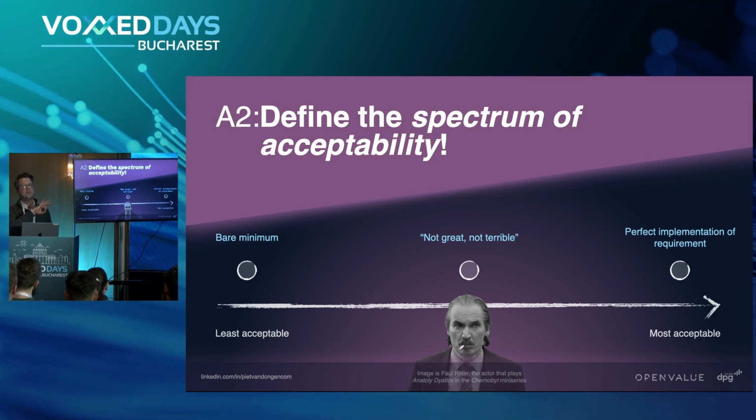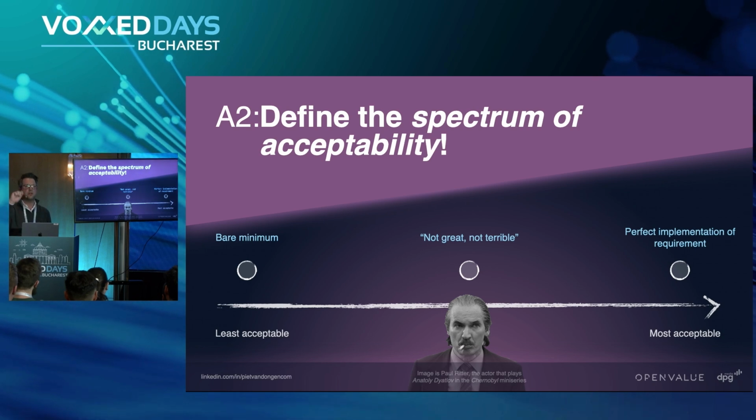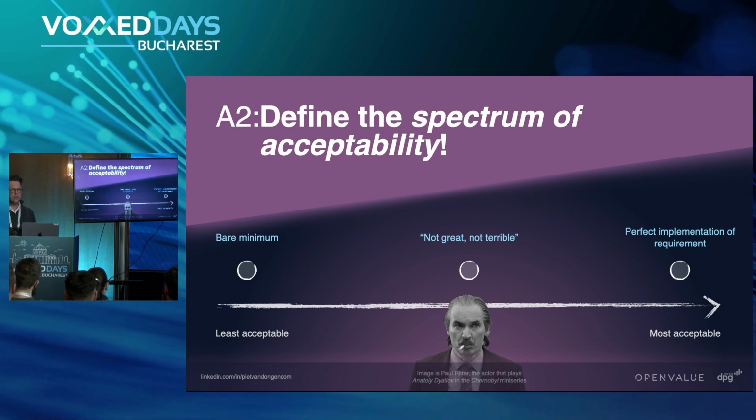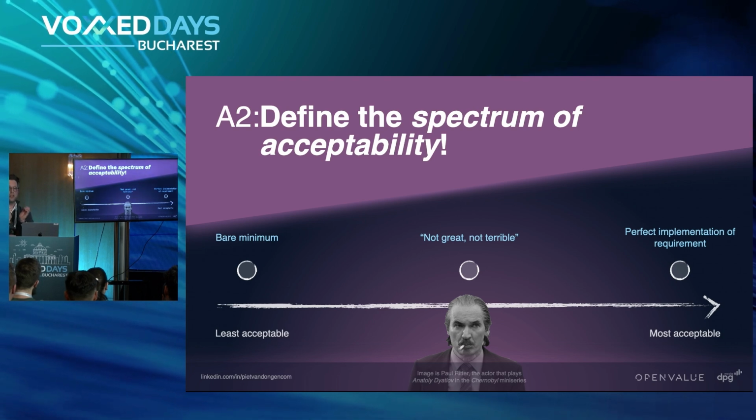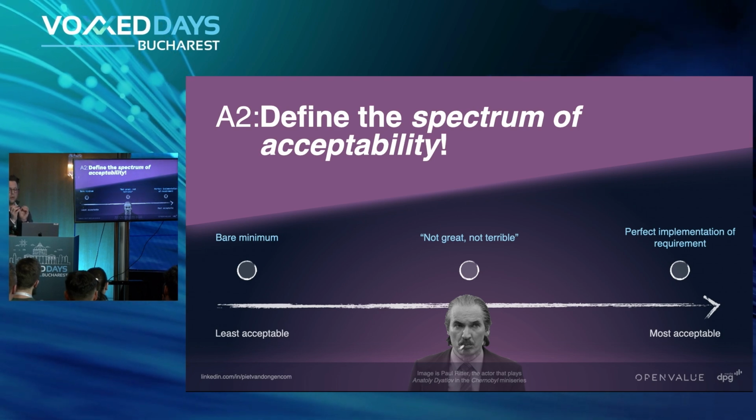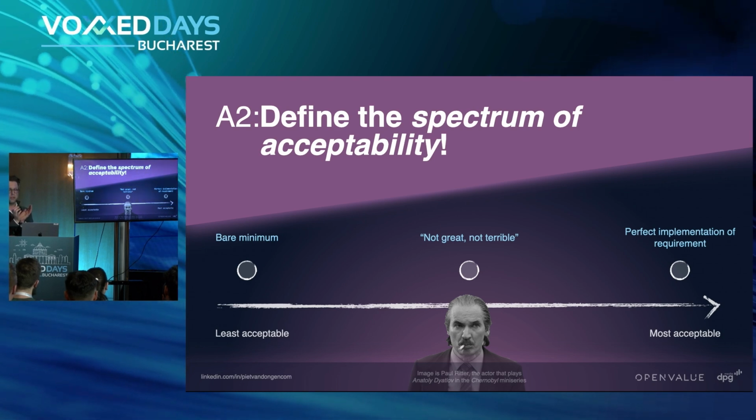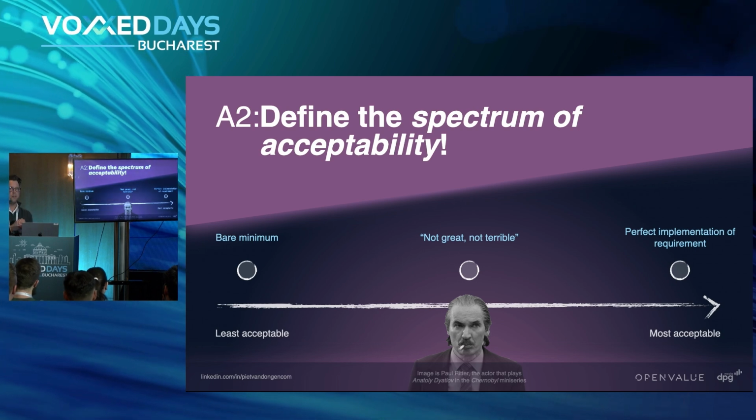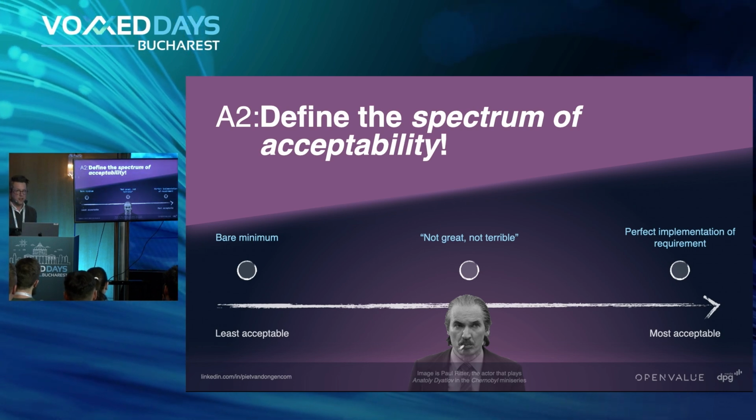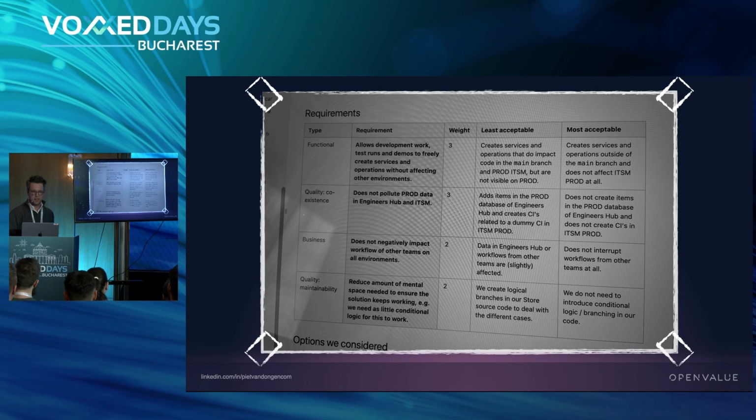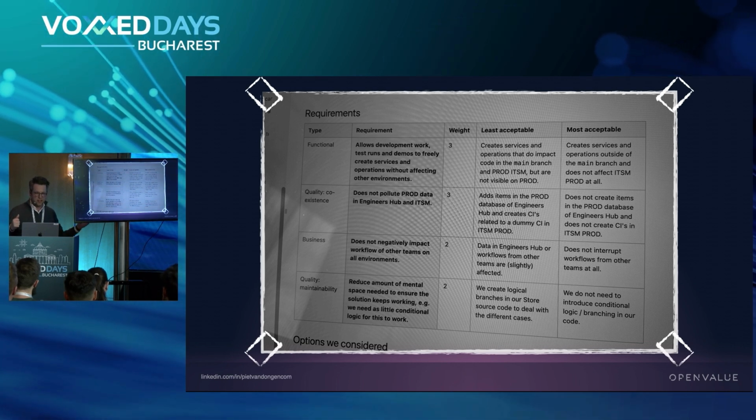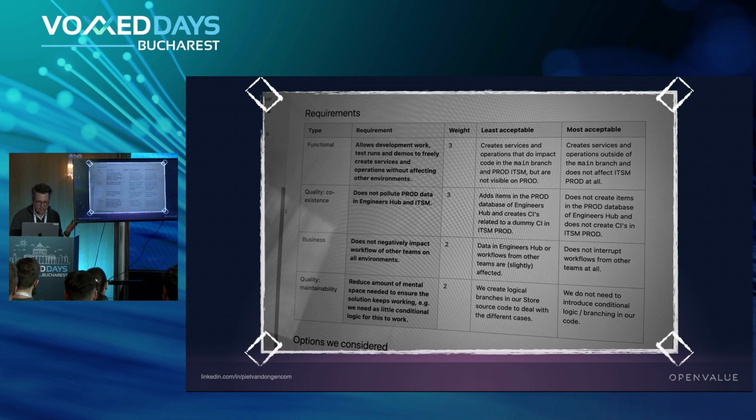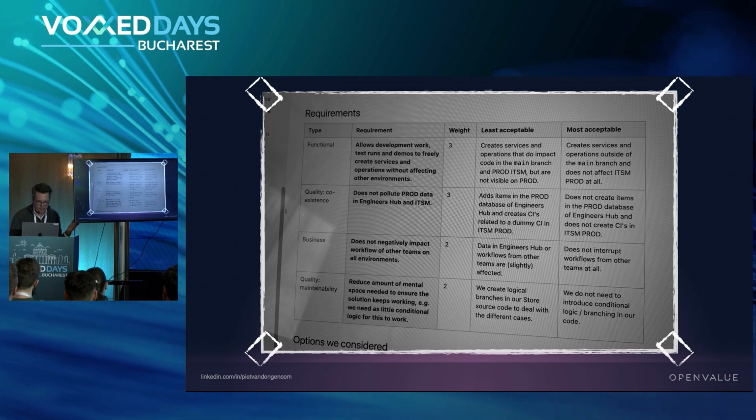And then you need to define a spectrum of acceptability. So not just MoSCoW, you know, like a must, should have, could have, that kind of thing, but you need to define for requirements what the minimum acceptable state is, and the most acceptable, the ideal state. Why? I'll show you in a minute, but this is an example from my real practice. So there we have least acceptable here says create something that does.